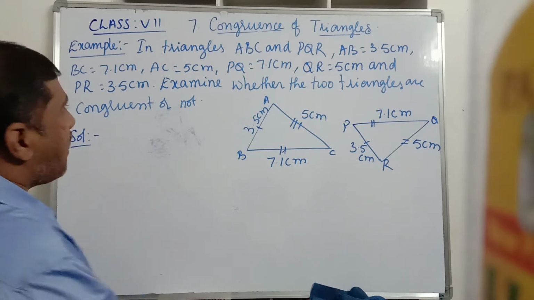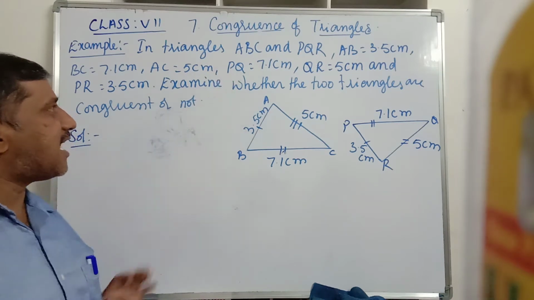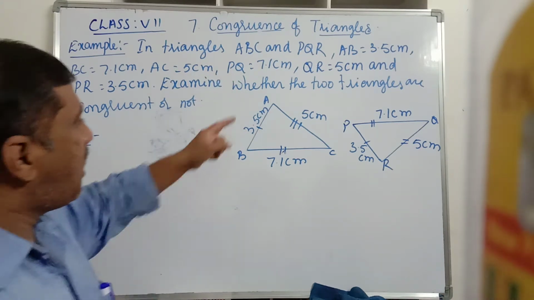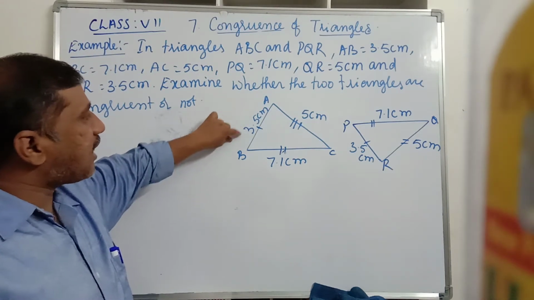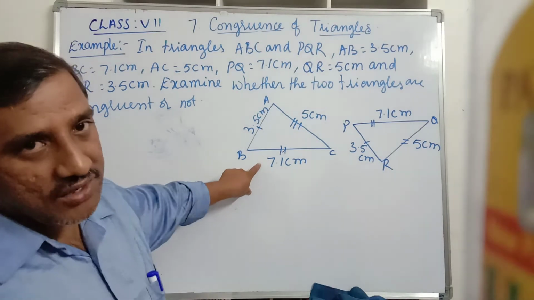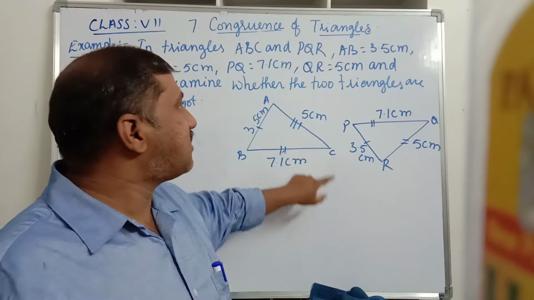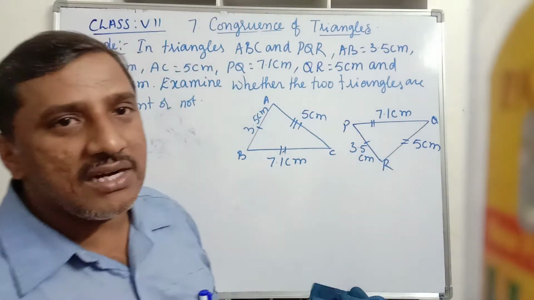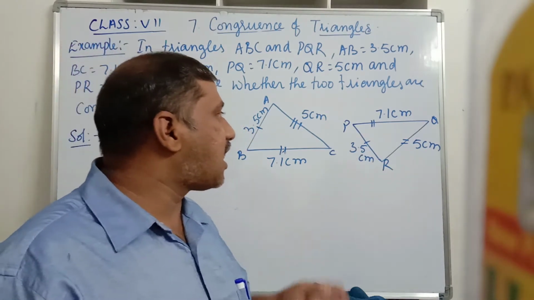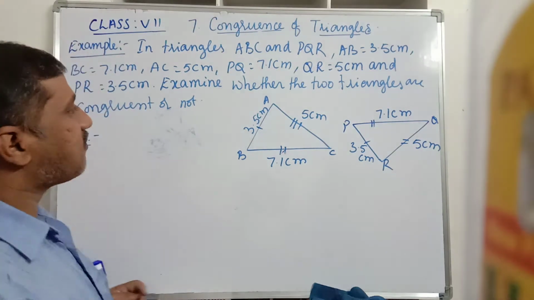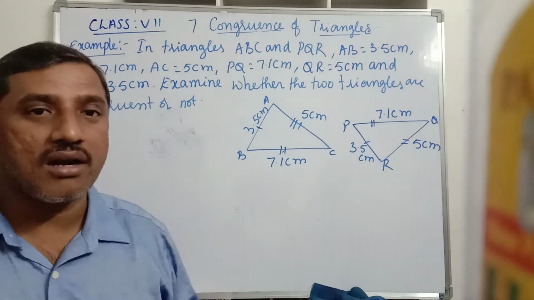Now we will discuss an example for the SSS congruency criterion. You are given two triangles ABC and PQR such that AB is equal to 3.5 centimeters, BC is equal to 7.1 centimeters, and AC is equal to 5 centimeters. Similarly, PQ is 7.1 centimeters, PR is 3.5 centimeters, and QR is 5 centimeters. Examine whether the two triangles are congruent or not.